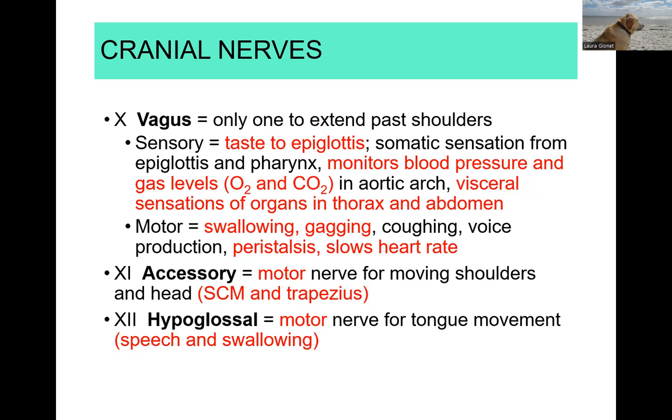Okay, then lastly, the last two cranial nerves, motor only. Accessory nerve is 11, motor to the muscles moving the shoulders and the head. Those specifically would be sternocleidomastoid and trapezius. All right, sternocleidomastoid and trapezius. And hypoglossal is motor to the tongue for tongue movement in such things as speech and swallowing.